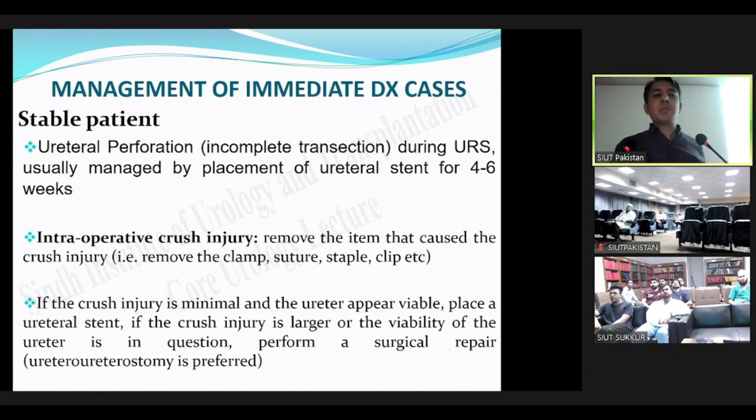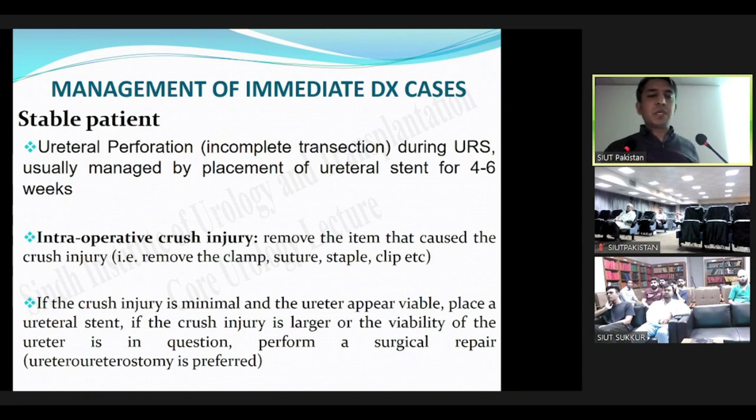If the patient is stable, and there is a ureteral perforation, meaning incomplete transection during URS, it is usually managed by placement of a ureteral stent for 4 to 6 weeks. And the same is the principle if the ureteral perforation or incomplete transection is present in a delayed diagnosis, we can also place a ureteric stent for 4 to 6 weeks. So this is for a stable patient and even for delayed diagnosis.